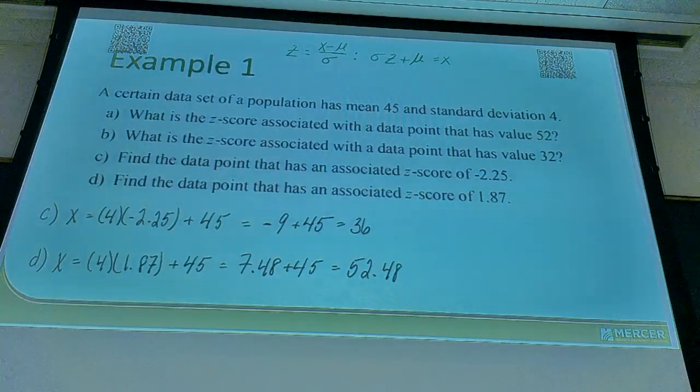Again, just check, make sure they make sense. Negative z-score, 36. That is definitely less than the mean, so that's good. Positive z-score, we got 52.48, which is larger than the mean. So that's good.